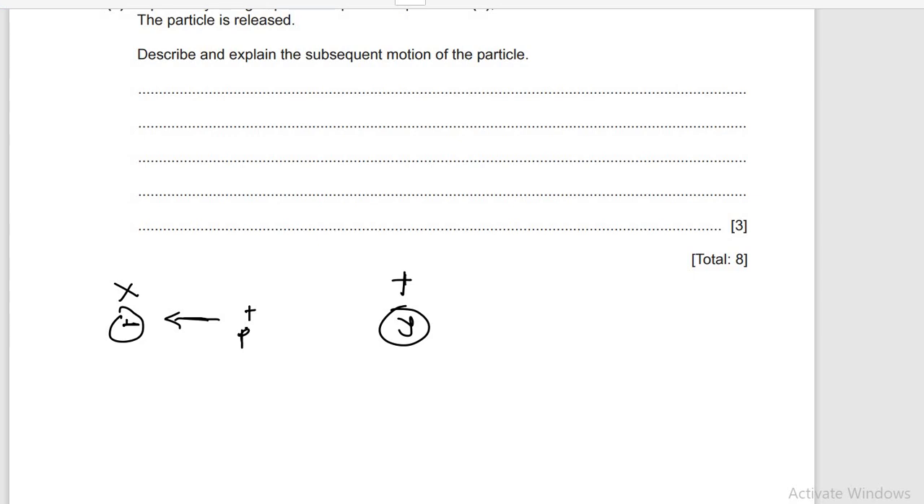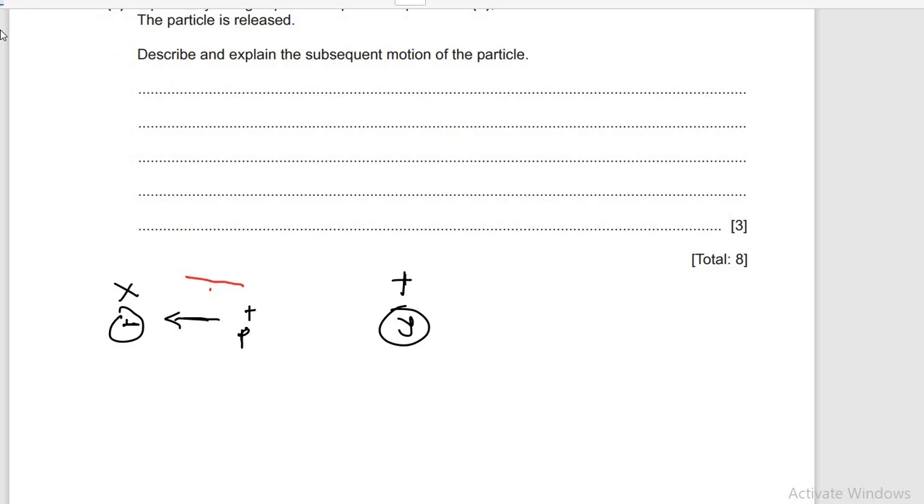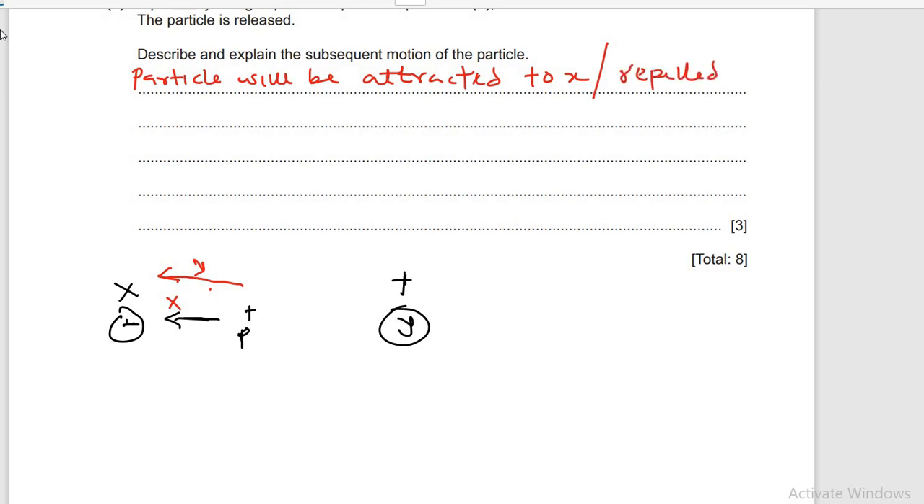And the same particle will be repelled by the positive charge, like poles repel. It will be repelled by y toward this direction. Attracted by x, repelled by y. So in this case, the particle will be attracted to x, or repelled from y.